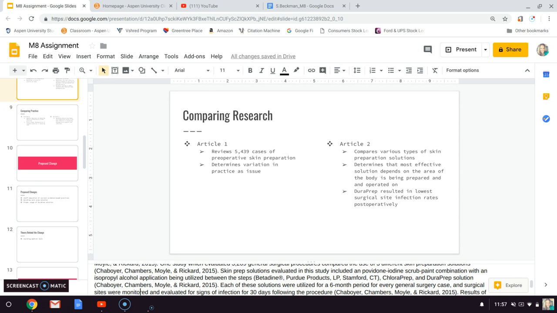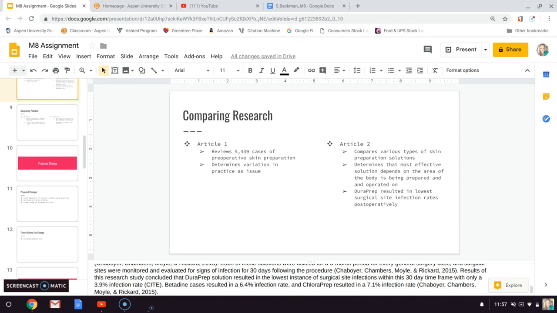for every general surgery case, and surgical sites were monitored and evaluated for signs of infection for 30 days following the procedure. Results of this research study concluded that DuraPrep solution resulted in the lowest instance of surgical site infections within this 30-day time frame, with only a 3.9% infection rate. Betadine cases resulted in a 6.4% infection rate, and ChloraPrep resulted in a 7.1% infection rate.